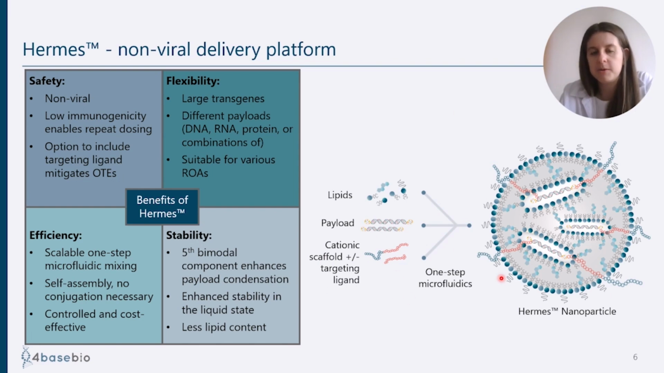We've really optimized this method so that we add that fifth component in a one-step microfluidics method. So we repurpose conventional microfluidics setups to add this into the dilution channel, which means that it's mixed in one step and there's no need to add that ligand with conjugation methods post-assembly. We've optimized formulations for all of our payloads. So of course we deliver mRNA, but we've also optimized specifically for DNA and also for our different gene editing payloads as well.